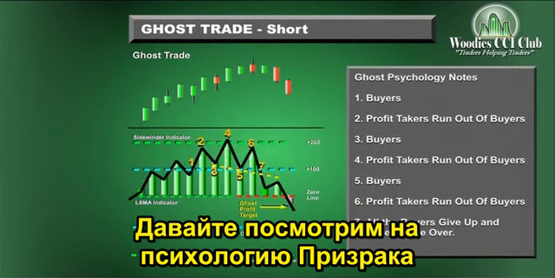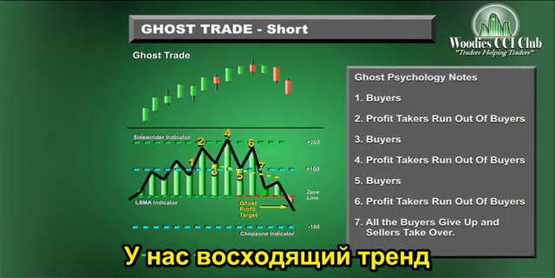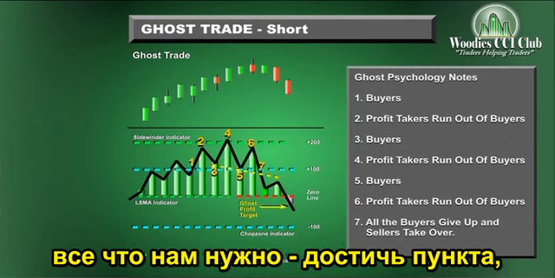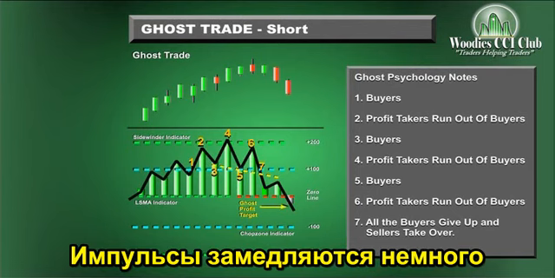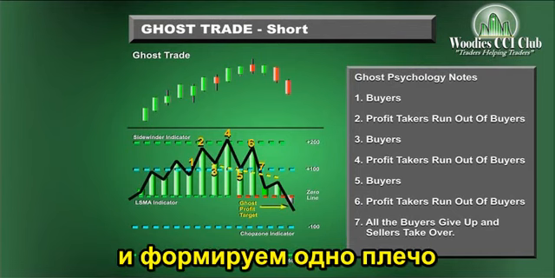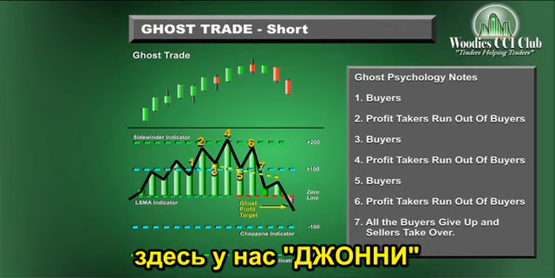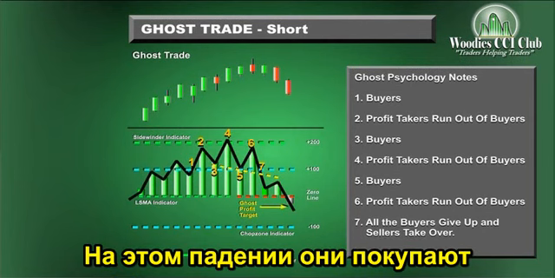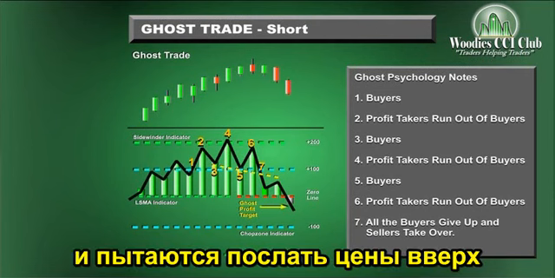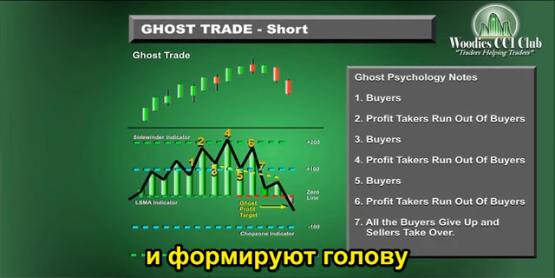So let's look at the psychology of the ghost. We have an uptrend, and all of a sudden we reach a point where we get some profit taken. Momentum is slowing down a little bit, and so we form the one shoulder. And then we have some of the Johnny-come-latelys come into the trade that missed that initial up on this dip. They buy it and try to send it up, and they form the head.